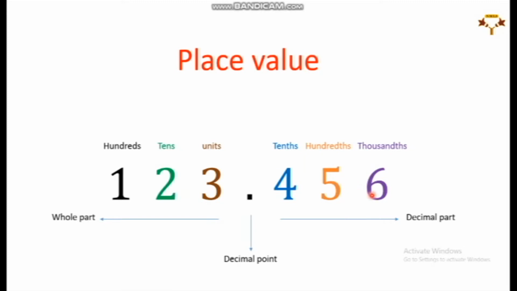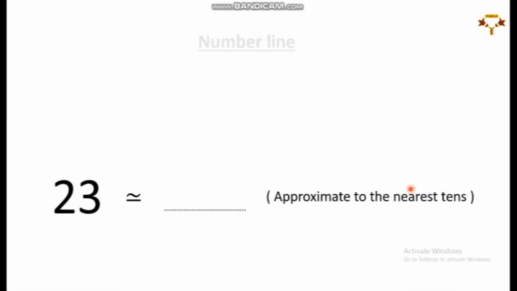If you go to the right-hand side, after thousandths you say ten thousandths, hundred thousandths, millionths, and so on in the same way. So let's see next. If we have a number like 23 and we want to approximate it to the nearest tens, the word approximate means give it to the nearest. Let's recap together what we took last year about approximation.